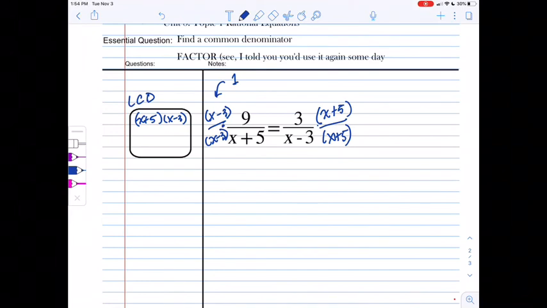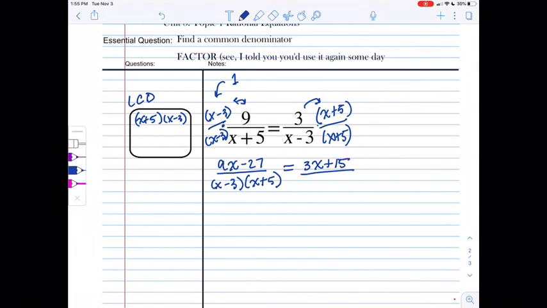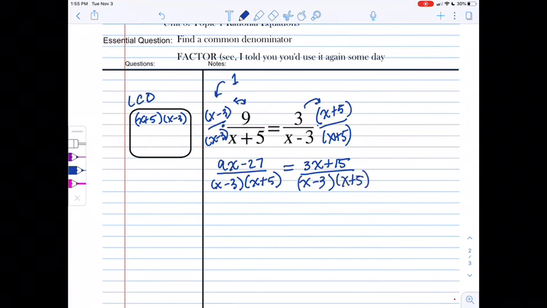So now we're going to start simplifying a little bit here. I'm going to multiply these two things together. So I have 9x minus 27 over the common denominator, which I am not going to multiply out, equals, and then I'm going to multiply these two together, 3x plus 15, again not multiplying the common denominator out. I'm not going to do that because I'm going to use that algebra move from last time to get rid of my denominators. So I'm going to multiply both sides by this.